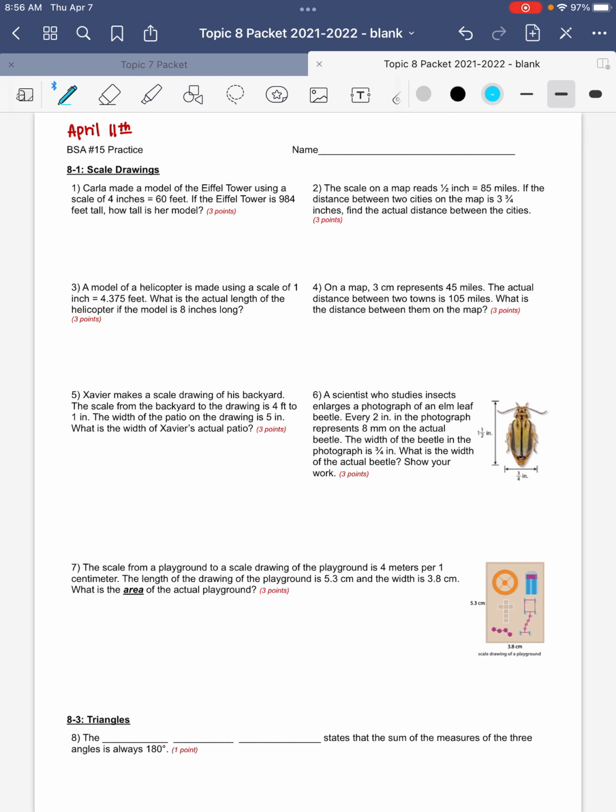So on this quiz, you're going to see 7 questions related to scale drawings where you set up a proportion and you cross multiply to solve. And then you're going to see another 7 questions related to triangles. So let's get started with our scale drawings.